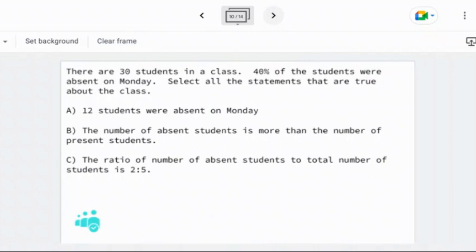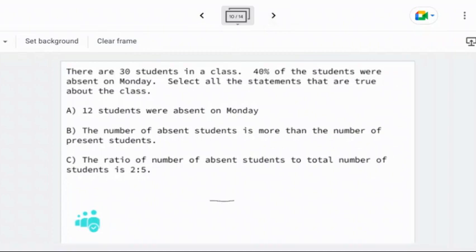Okay, let's go through this one. There are 30 students in a class. 40% of the students were absent on Monday. That is a terrible absent rate. Okay, but here we go. Let's figure it out. Select all the statements that are true about the class. So before we can see which ones are true or false, we've got to figure some things out.